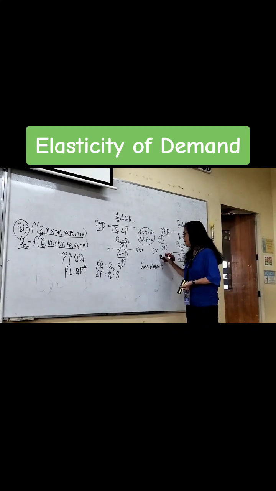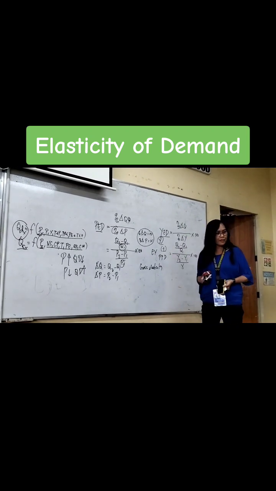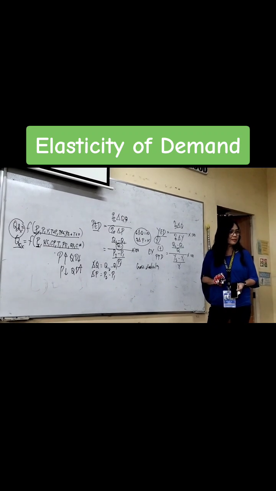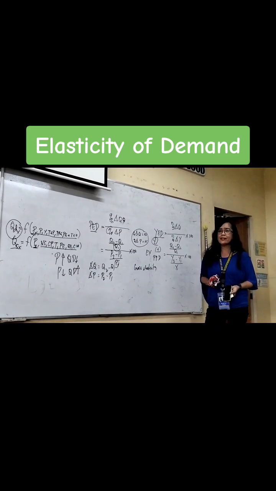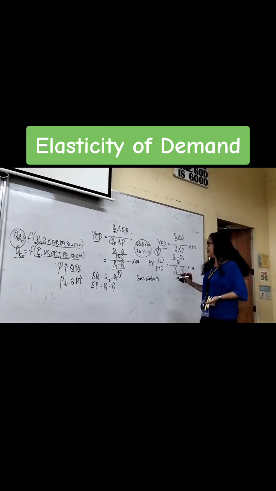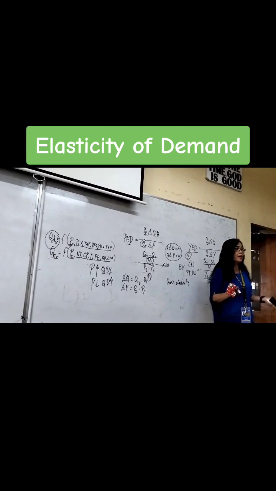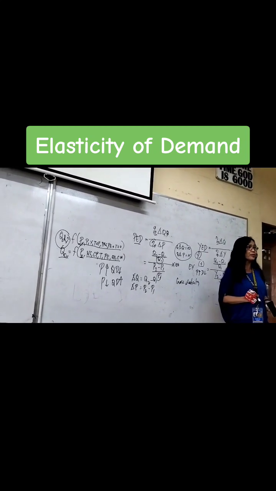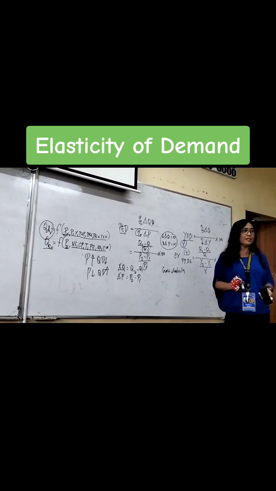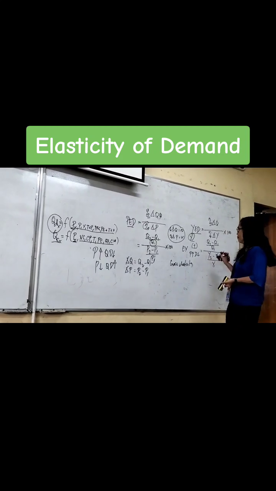For complements, if the price of one increases, what happens to the demand for the other product? It will decrease, because they are complements. Complements are products that are used together. That means an increase in the price of one will lead to a decrease in the quantity demanded, or the demand, for the other.